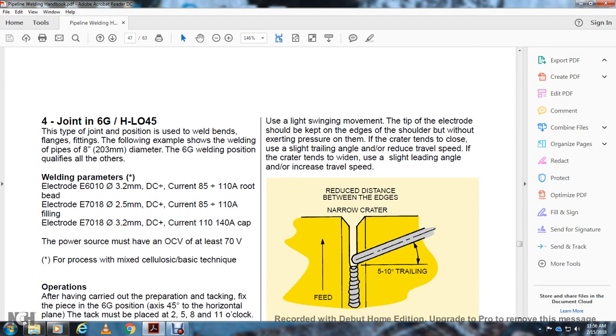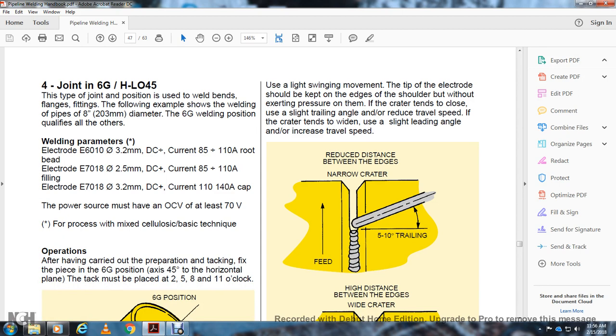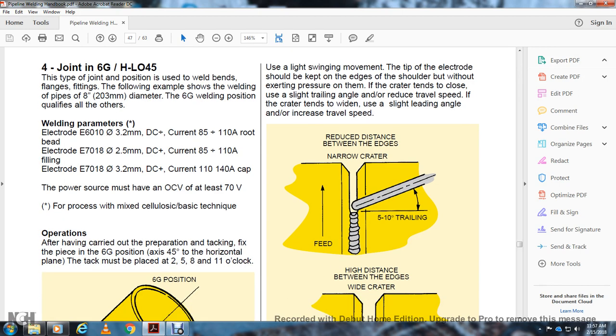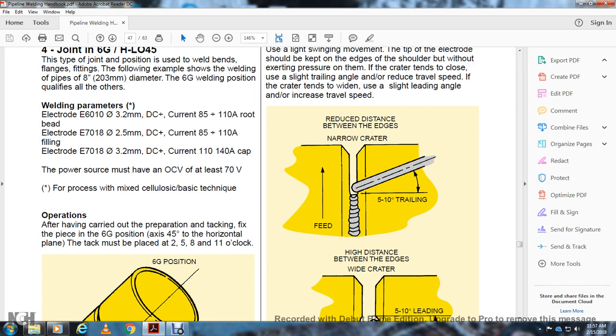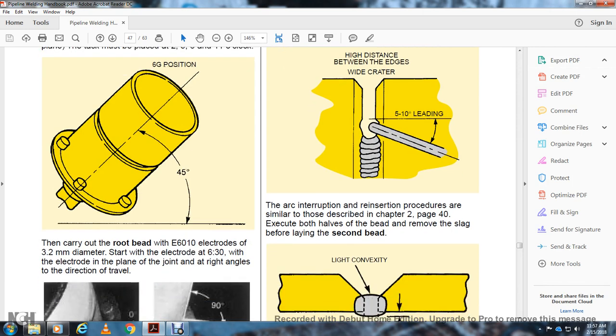140 amps. The power source OCV 70 volts, for the process with mixed cellulosic basic technique. Operations having been carried out with the preparation, attacking, fixing, and piecing of the 6G position, axis 45 degrees to the horizontal plane, the tack must be placed in the 2, 5, 8 and 11 o'clock positions. In the 6G position at 45 degrees, carry out the root bead with the 6010 electrode, 3.2 diameter, starting the electrode at 6:30.